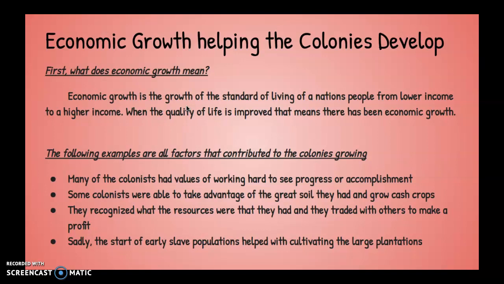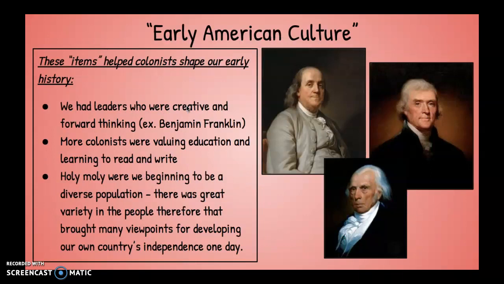The fourth example of economic growth is really a sad one. The start of early slave populations helped with cultivating those large plantations. That was a huge factor in helping the economy grow, but in my opinion, and in a lot of people's opinion, not a good way to get there because of slavery and the ethical part of it. Again, remember that you can pause. I'm going to move on to the next slide.